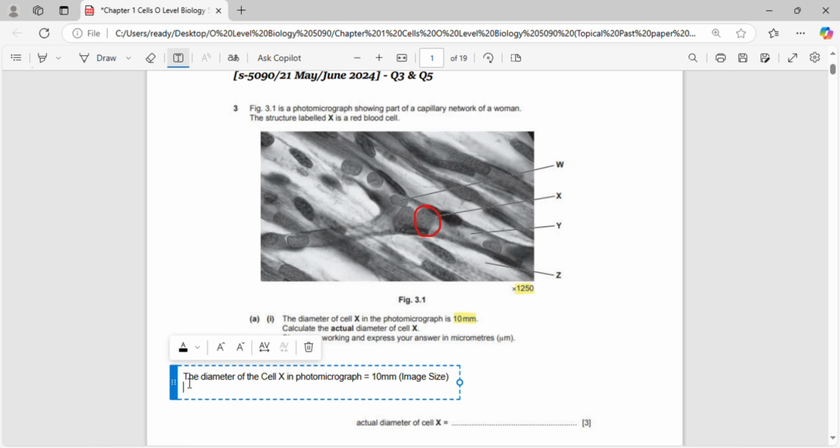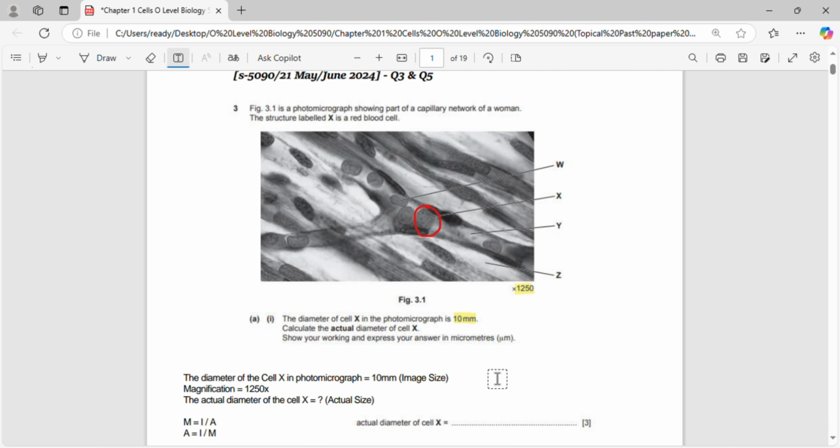So, here's what we know. The image size of the cell is 10 millimeters. The magnification is 1250 times. Our goal now is to figure out the actual diameter of the red blood cell, basically, how big it really is in its true form. To do this, we'll use a simple formula: magnification equals image size divided by actual size of the object. By rearranging this formula to find the actual size, we get actual size of X equals image size divided by magnification. Now let's plug in the values we have.